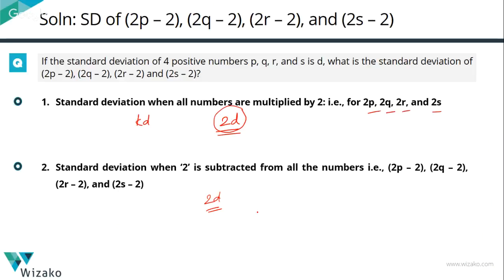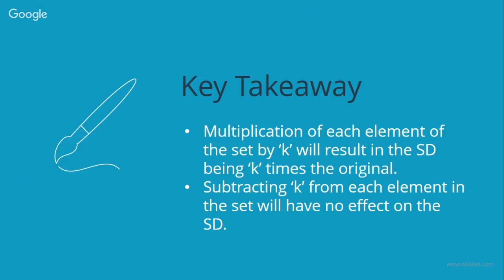We'll get on to the more interesting one, the men among the boys in the quant section, which is data sufficiency. Start with the easier of the questions. Just give me a minute before I quickly swap this presentation. Before that, key takeaway: multiplication of each element of the set by a K will result in the standard deviation being K times. Adding or subtracting will have no effect. We have told it umpteen times in this video itself. Just to recap it, so you never forget this.